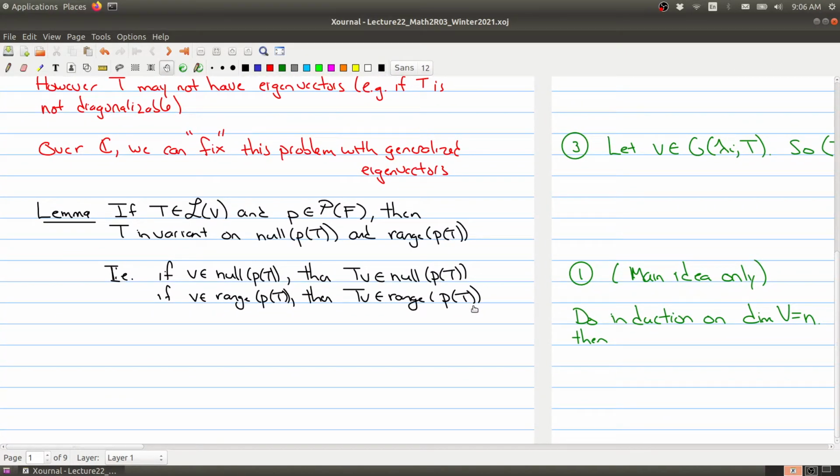We need one little lemma that I'll use throughout the lecture. The lemma says that if I take any linear operator T and any polynomial with coefficients in the field F, then T is invariant on both the null space of the polynomial of the operator and the range of that same operator. In other words, if I take a vector in the null space of the operator I get after applying a polynomial to it, and I evaluate it at T, I get something back in the null space. And same thing for the range. If I take something in the range and plug it into T, I go back into the range.